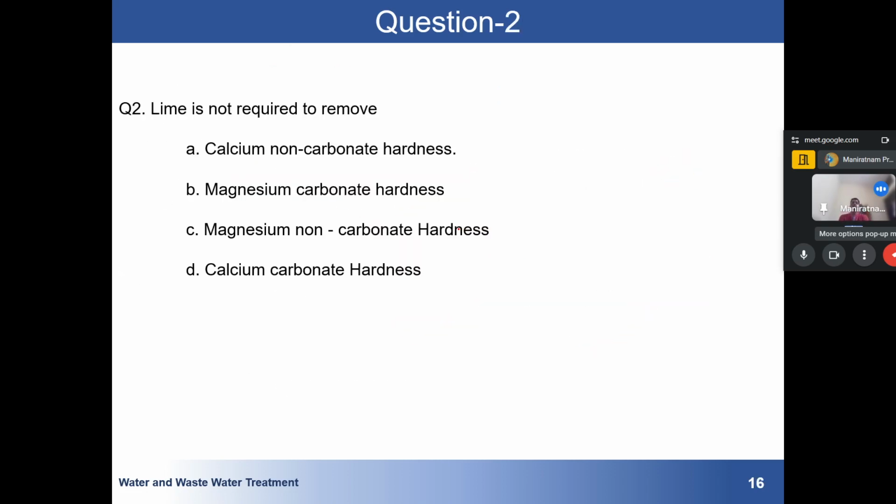Now the second question: lime is not required to remove which of the following. See, you have to know the thermodynamics, which kind of reaction occurs and how those reactions occur. I will try to give you some insight into how this formation happens, how some form of calcium reacts with other things. But these are all theoretical things.